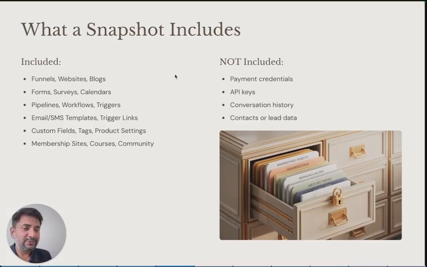A snapshot captures almost everything inside a sub account, including funnels, websites, blogs, forms, surveys, calendars, pipelines, workflows, triggers, email templates, SMS templates, and trigger links, custom fields, tags, product settings, membership sites, courses, community, AI workflows, review settings, even Google My Business integration. But what it does not include is payment credentials, API keys, conversation history, contacts, or lead data. This makes it safe to share or reuse.